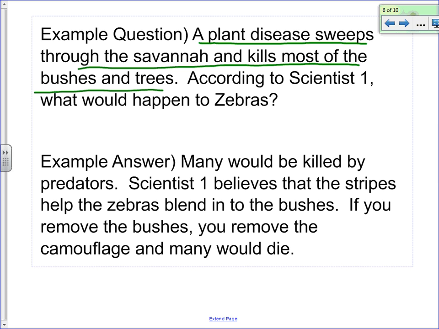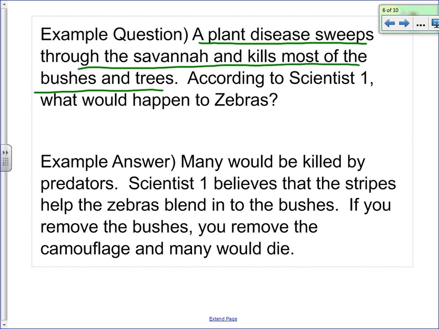All right. What if the question were phrased the other way? Plant disease sweeps through the savanna and kills most of the brushes and trees. According to scientist two, what would happen to the zebras? Nothing. Nothing, exactly, because they're not hiding. All right. So if this were a question that said scientist two, nothing would happen.